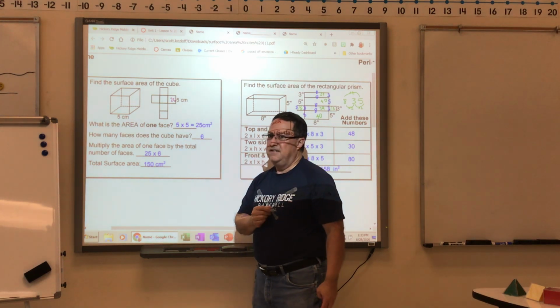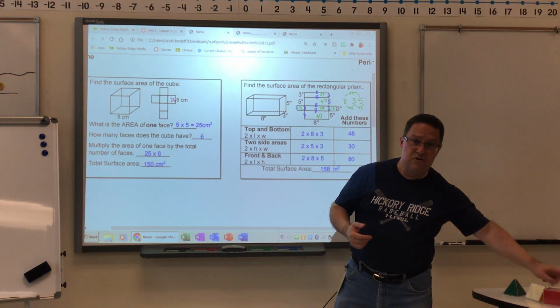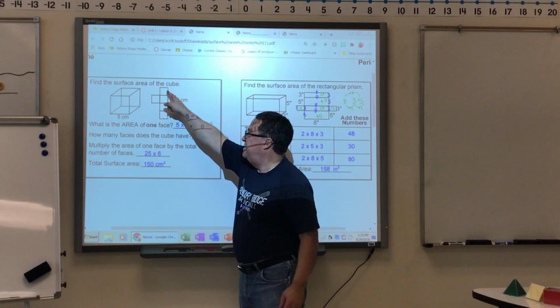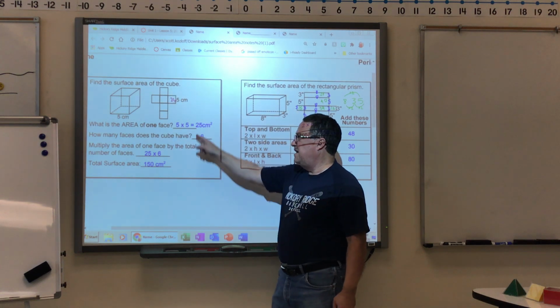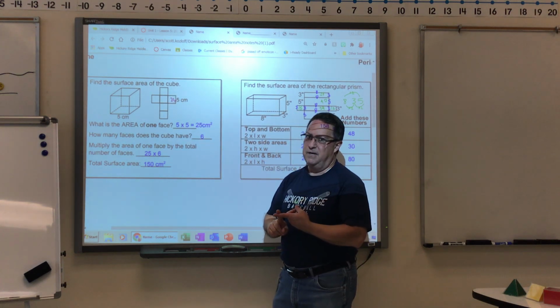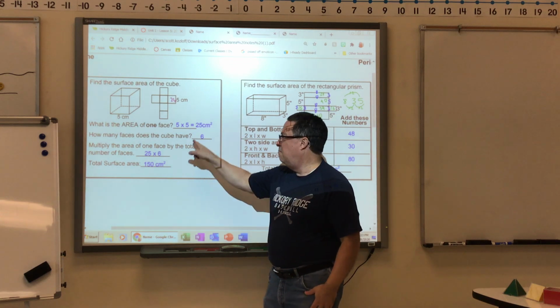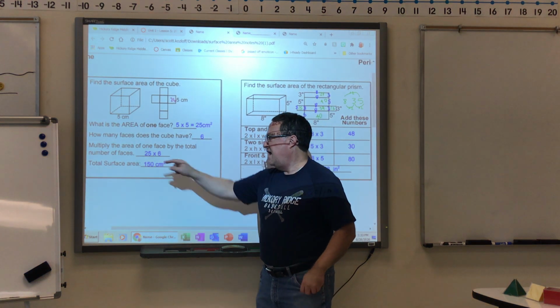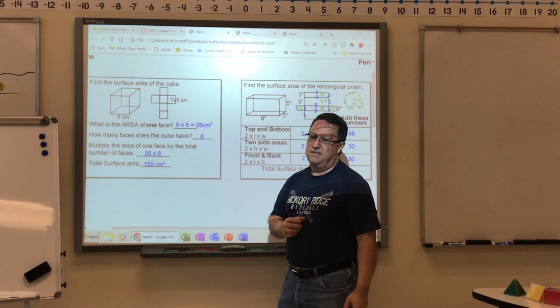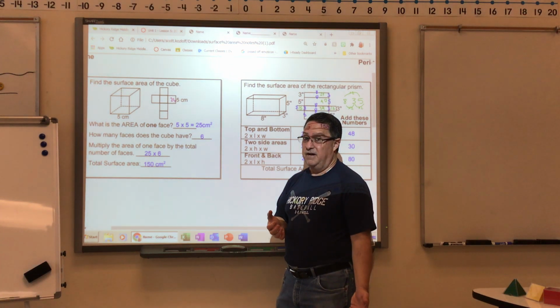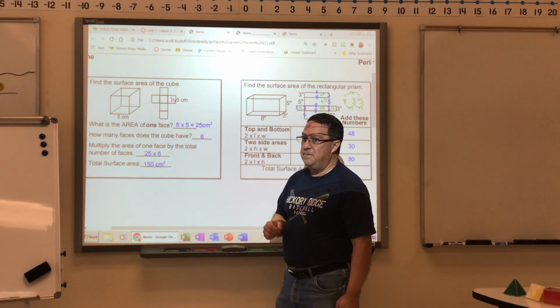How many faces does a cube have? Well, we just showed you how many, and you can also see it here. There are 6. So if I take 25 square centimeters, which is one face, and multiply it by 6, I get 150 square centimeters, and that's my total surface area for a cube.